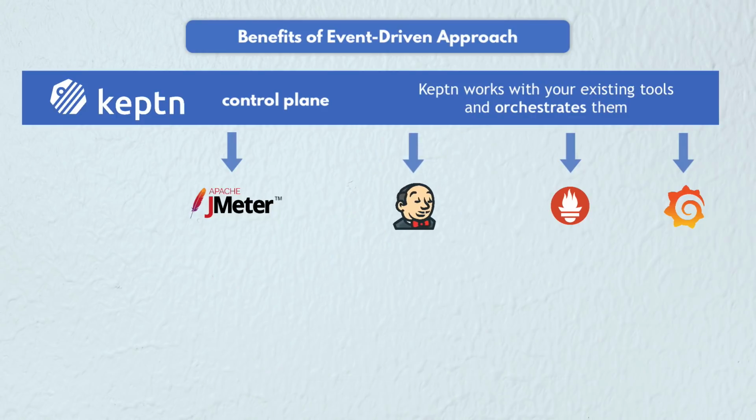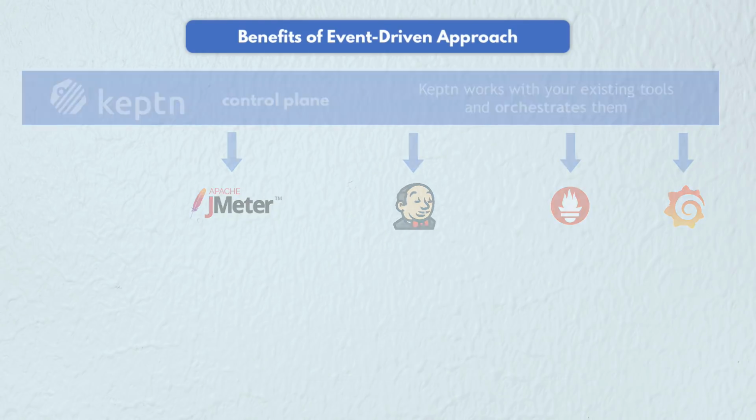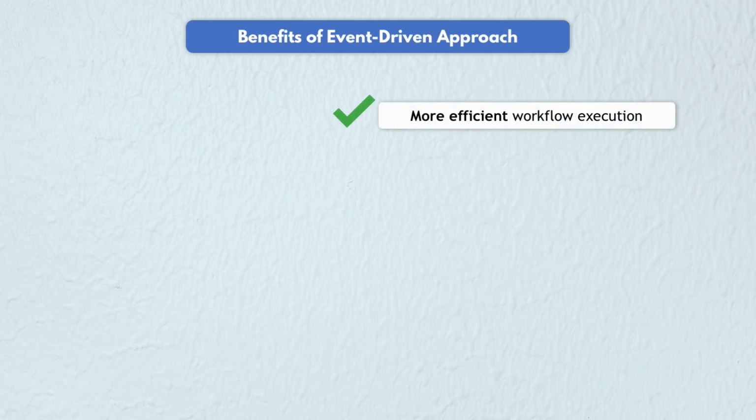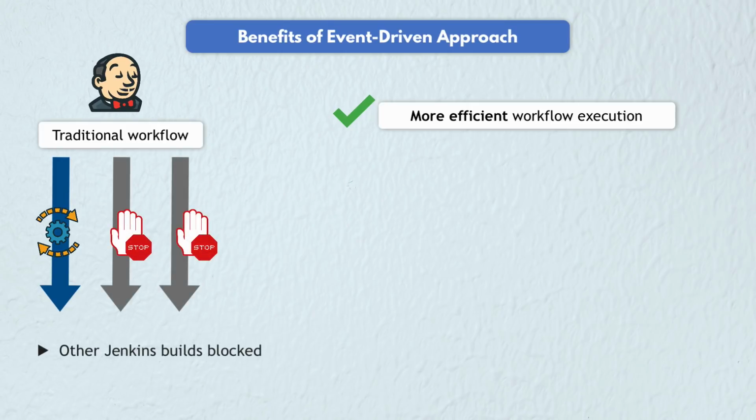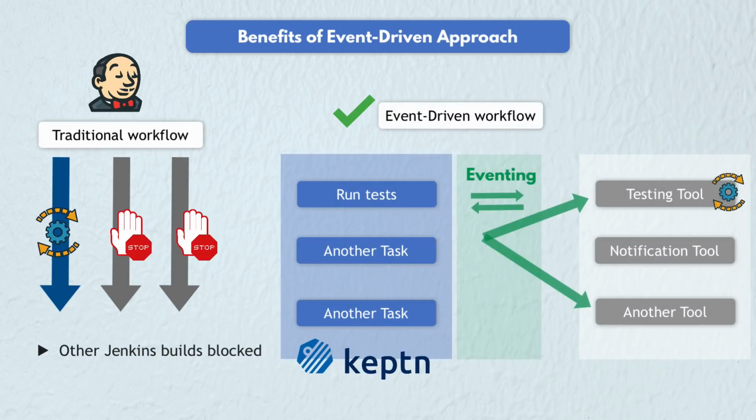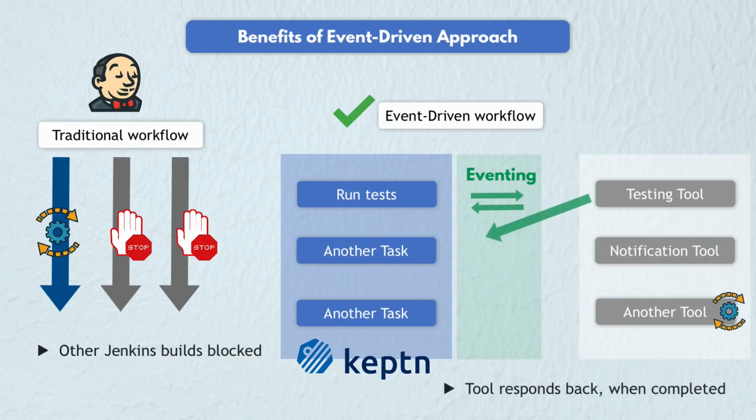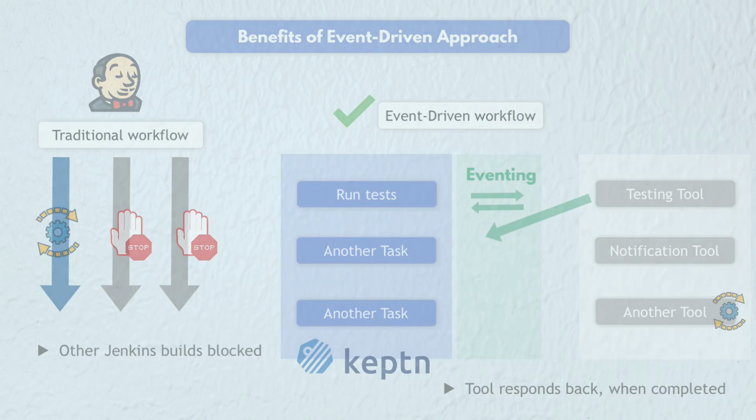Another big advantage of Keptn's event-driven approach is that you have a more efficient workflow execution. For example, when you start a Jenkins build that runs 5-hour tests, you will have the Jenkins agent blocked for 5 hours until the test execution is finished. So other builds will have to wait for it. With an event-driven workflow, you don't have to wait for the tasks to finish. You make asynchronous calls. Instead of polling the tool to see if it's done, the tool itself responds back with an event saying, I'm done, I've completed my task. So whether the task takes 10 minutes or 5 hours, it doesn't matter because nothing gets blocked.